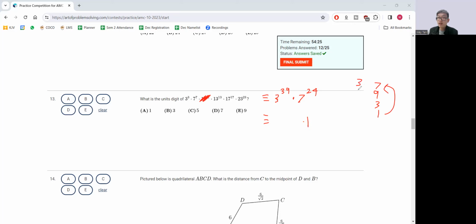For 3, it's kind of the opposite. It goes 3, 9, 7, 1, and loops back. And 39 is 3 mod 4. So it will be 7 times 1. This is just 7. Okay, the sequencing is a bit weird, right? This doesn't feel like it is the hardest question we've done so far.